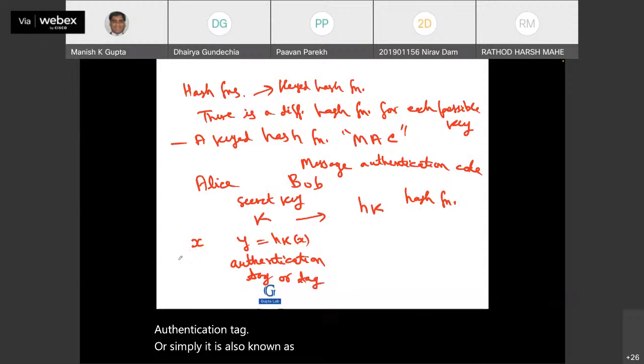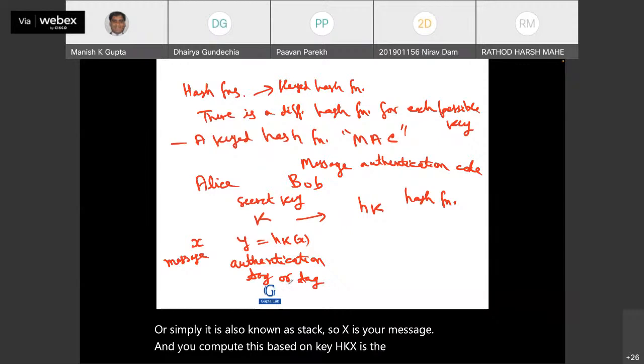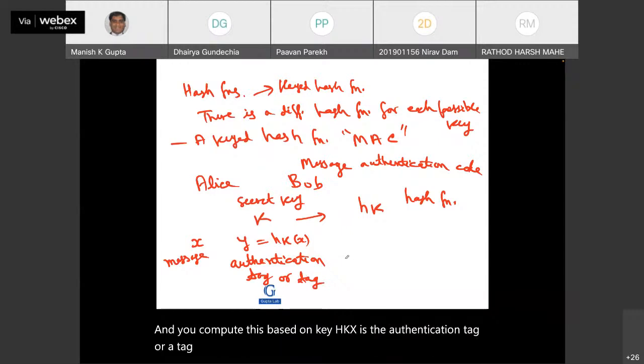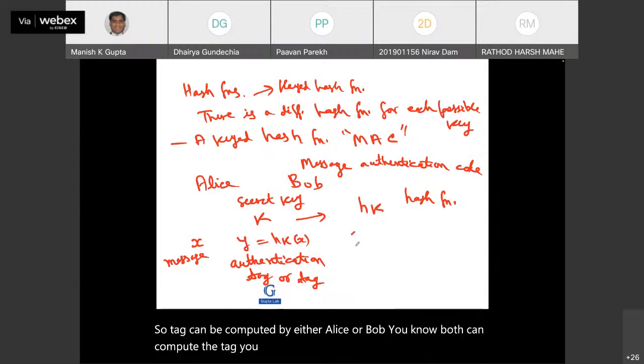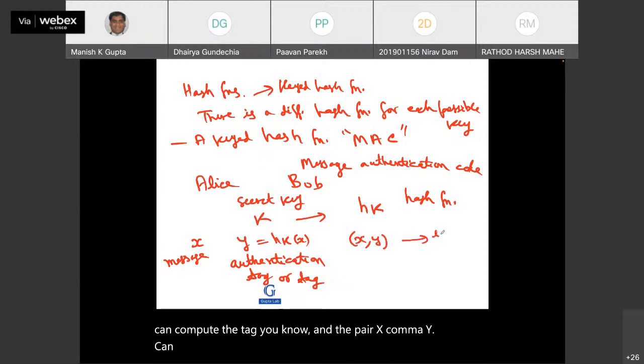So x is your message, and you compute this based on the key. h_k(x) is the authentication tag. The tag can be computed by either Alice or Bob; both can compute the tag. And the pair x, y can be sent over an insecure channel.